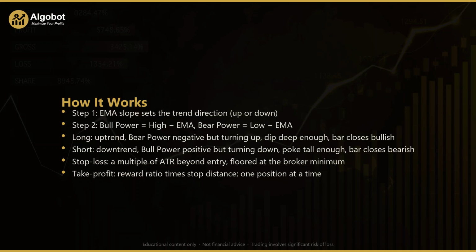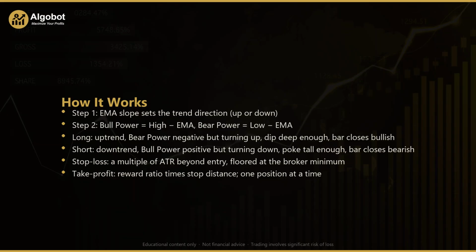The first step is the trend gate. The strategy compares the EMA's current value to its value a set number of bars ago, controlled by the slope lookback parameter. If the average is higher now, the market is judged to be in an uptrend. If it's lower, that's a downtrend. If the average is flat, no trade is considered at all.